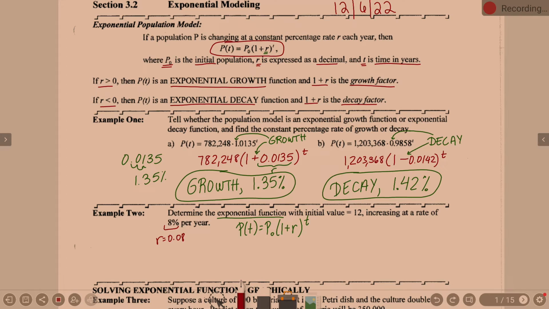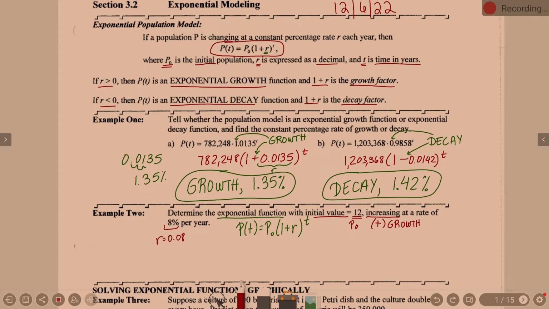What else do we know? Initial value of 12. And so that's going to go in for P of 0, P naught. What else do I know? Increasing says a growth. Because it says increasing, we're going to be adding. And we know it's a growth because it says increasing. You've got to have something indicating is this increasing or decreasing here.